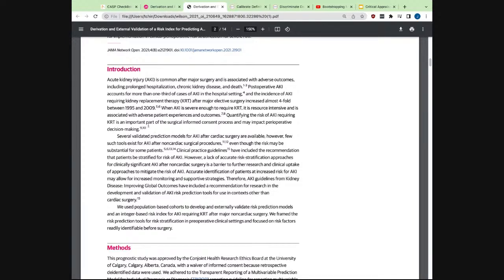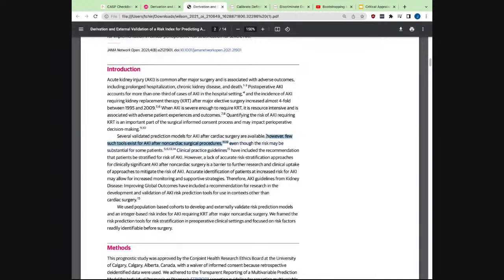So talking back about the introduction, the first paragraph really was justifying why this is a big, bad problem, and then why quantifying the risk of acute kidney injury is so important. Then in paragraph 2, they take their time to explain what has been done and why it is not good enough. So several validated prediction models are available. So they mentioned they're already available.